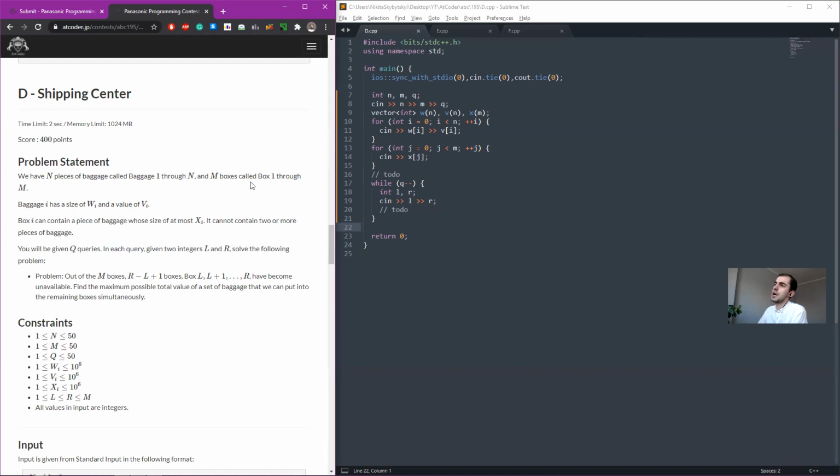Suppose we sorted boxes on sizes they can contain and pieces of baggage also on size. If you just have a set, we sorted baggage on size, but then we added to the set based on value. Now that's going to be 50 times 50 times log 50. I guess we're fine. Yeah, we're just fine.